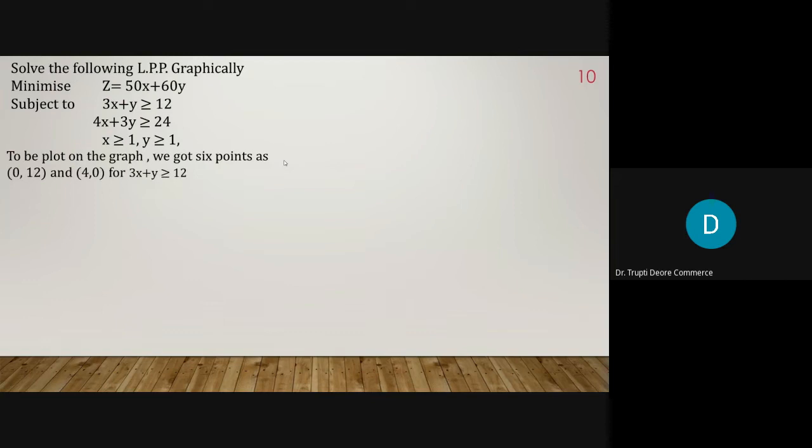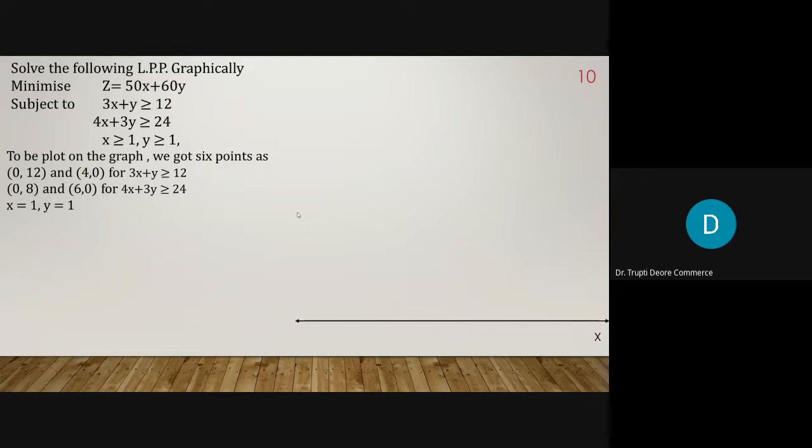First one, for 3x plus y, we get the first points. If x is 0, y is 12. And if y is 0, x becomes 4. So 0,12 and 4,0 for the first line. For the second line, if x is 0, y becomes 8, and if y is 0, x becomes 6. So we got 0,8 and 6,0 for the 4x plus 3y line. Last one is x equal to 1, y equal to 1. These are your values for the lines.